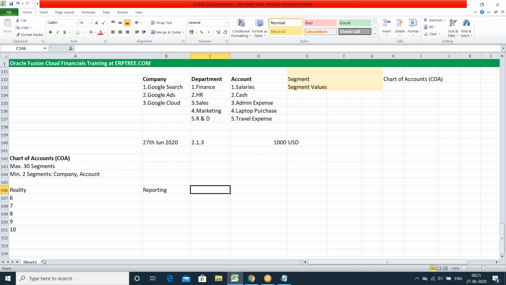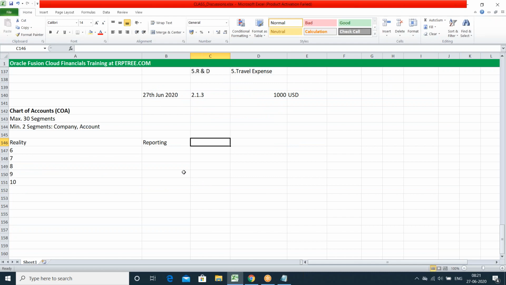So how many segments can we have within the chart of accounts? 30 segments. How many minimum? 2. Two are mandatory. Those are company and account. So in reality, how many segments do we create in the chart of accounts? 6 or 7 or 8, 9 or 10. This is how you have to create. Let's take one example of how, in reality, we create the chart of accounts.